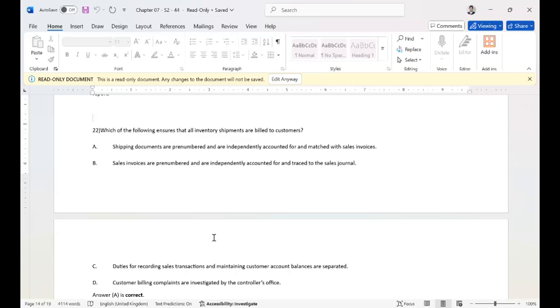Which of the following ensures that all inventory shipments are billed to customers? Yeah, about the billing.